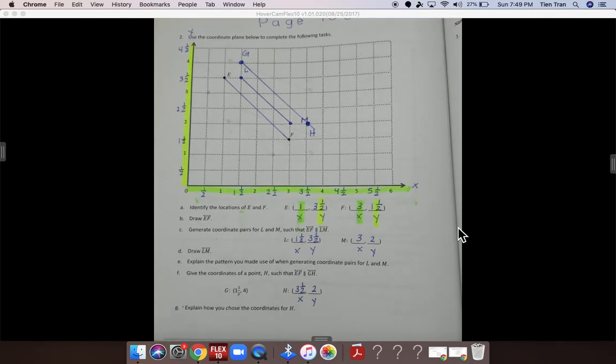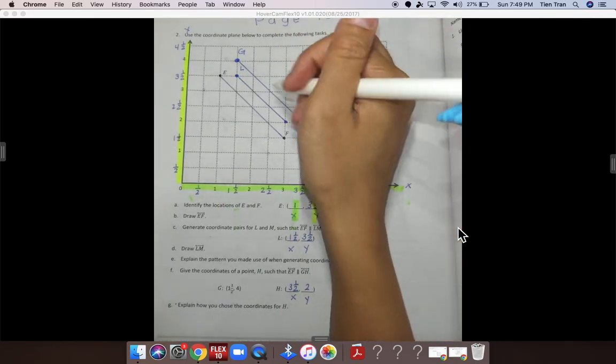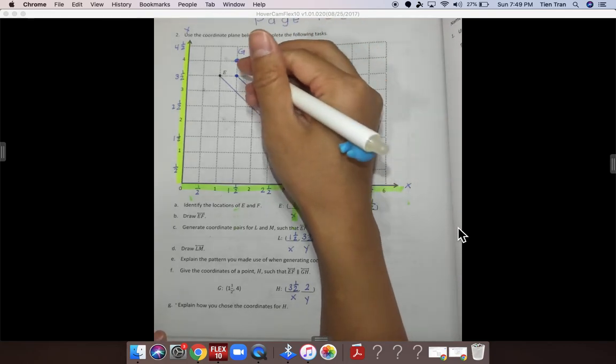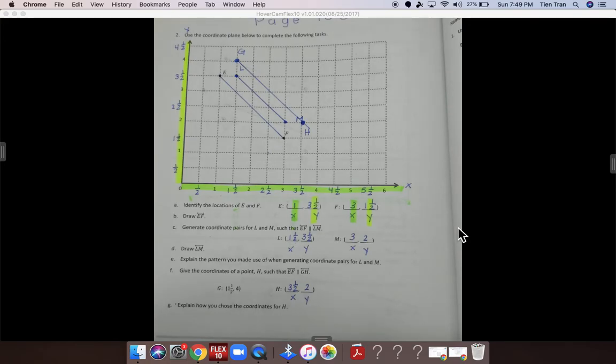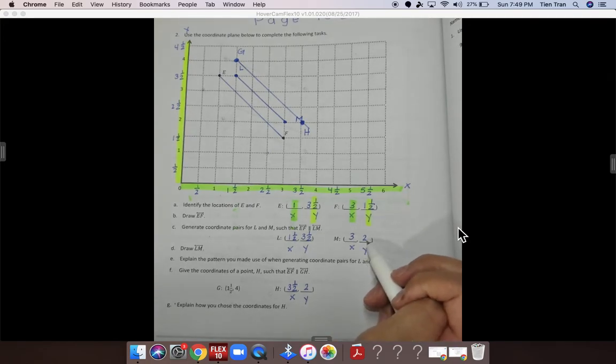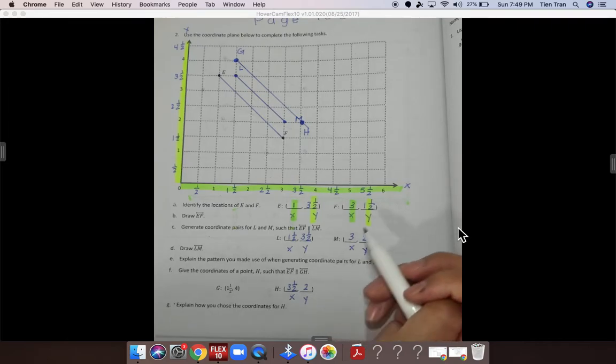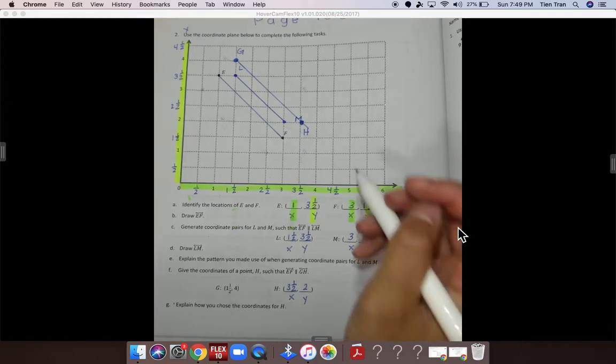Okay, and then it says explain how you chose the coordinate for H. For H, I could have chosen anything. I could have moved it higher or below or above, but I wanted to make sure that my coordinate is the same as the other coordinates. For M, we had 2. For Y, we had 2. Notice that they are apart.